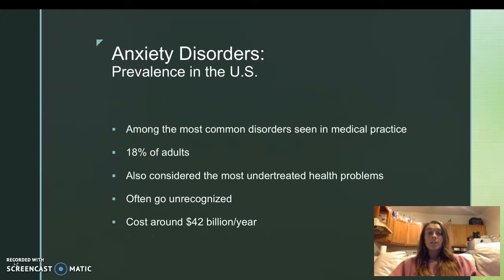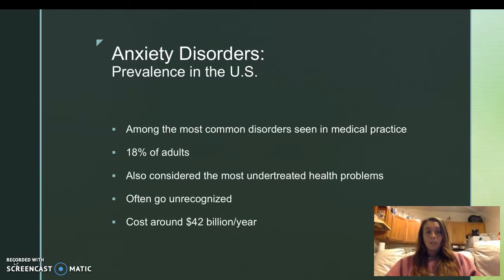How common are they in the United States? They are among the most common disorders seen in medical practice. About 18% of adults have some type of anxiety disorder, but they're also considered the most underrated health problems, and they often go unrecognized, so that 18% is probably actually a little low. 18% is just what is definitely recorded. Furthermore, these disorders cost the United States around $42 billion a year, so they're pretty expensive to treat and pretty common.